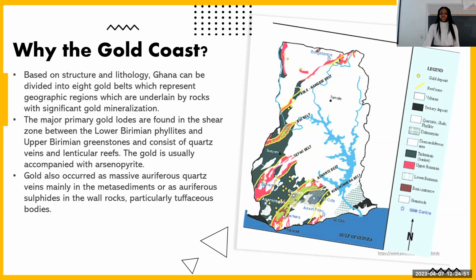The gold is usually accompanied with arsenopyrites. Gold also occurred as massive auriferous quartz veins, mainly within the metasediments, or as auriferous sulfides in the wall rocks, particularly tuffaceous bodies. As with this image, a good example would be this yellow dot. Everywhere on this map you see a yellow dot, that's a gold deposit. And a majority of them, as you can see, were found within the Tarkwaian or within the upper and lower Birimian, with very few being found in the Voltaian basin.